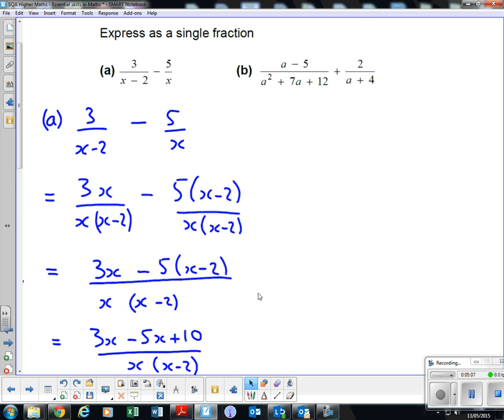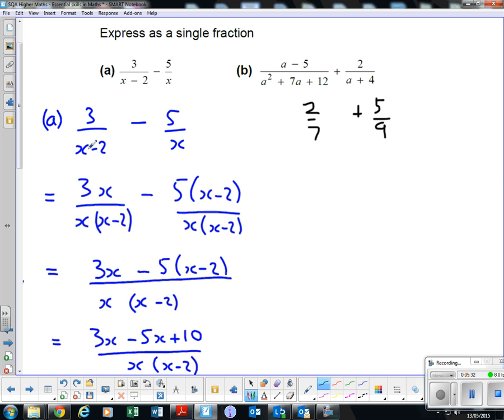Some of you might be thinking, well, can I not just write subtract 2 on top and bottom here? That doesn't really work. Let's have a quick example of why it doesn't work. Say I had 2/7 plus 5/9.